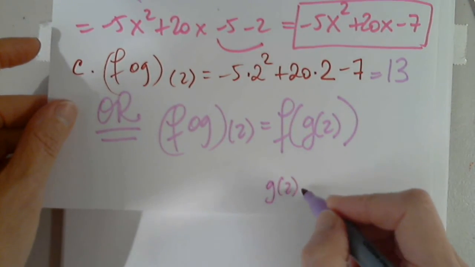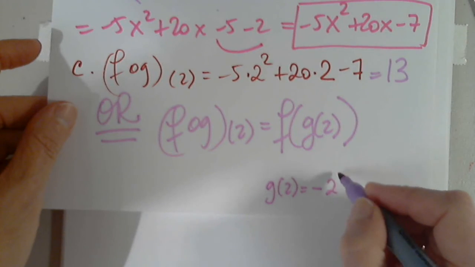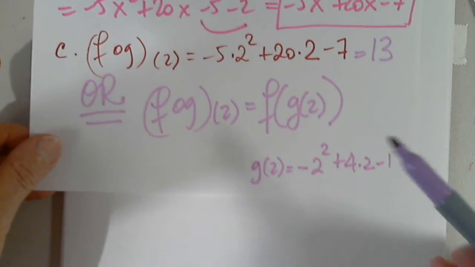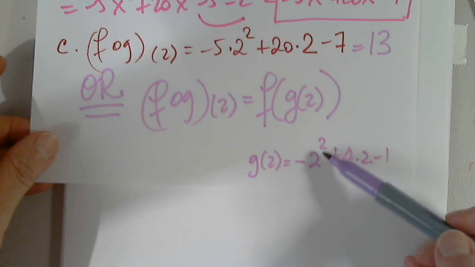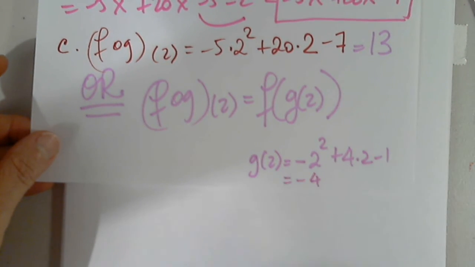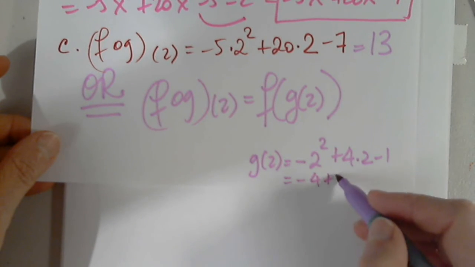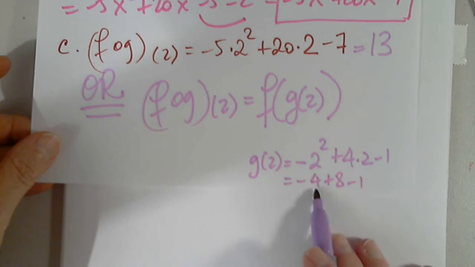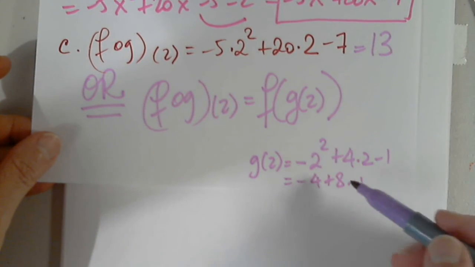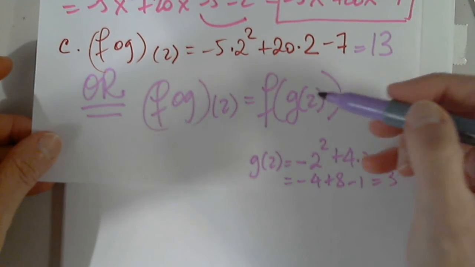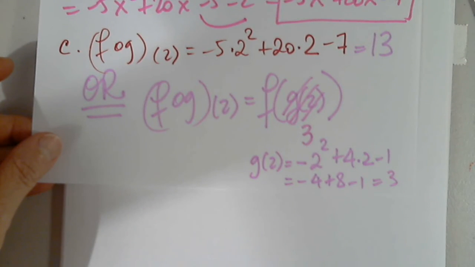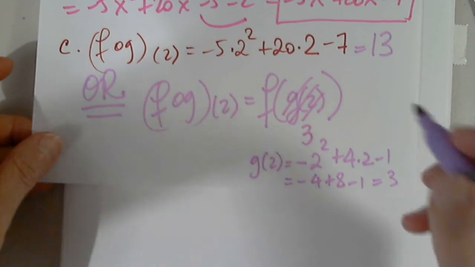So g of 2 is negative 2 squared plus 4 times 2 minus 1. By the order of operations, I have to square first and then multiply by negative 1. So I get negative 4. 4 times 2 is 8. Minus 1. Negative 4, I do this. This is my preference. Negative 4 minus 1 is negative 5. 8 minus 5 is 3. This piece will be replaced by 3 because it's g of 2.